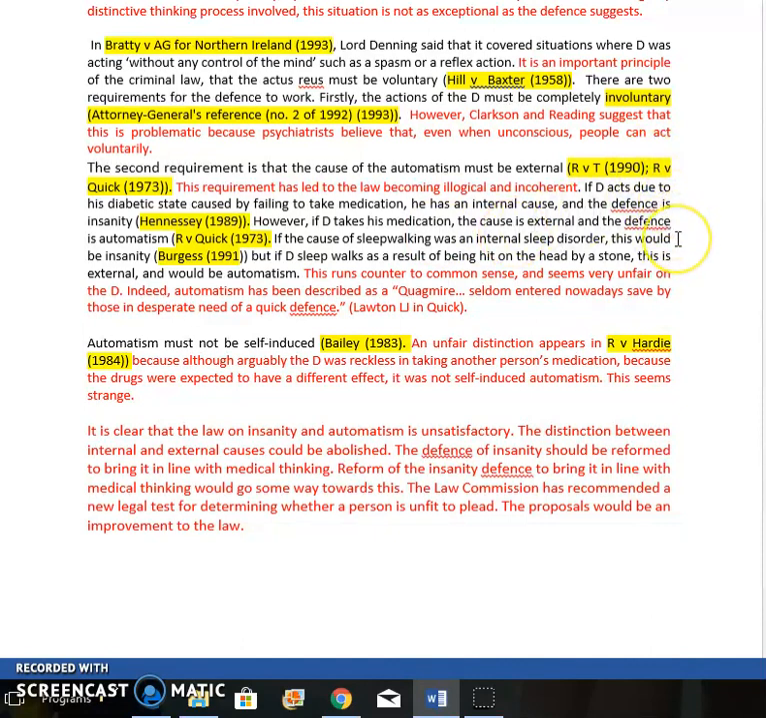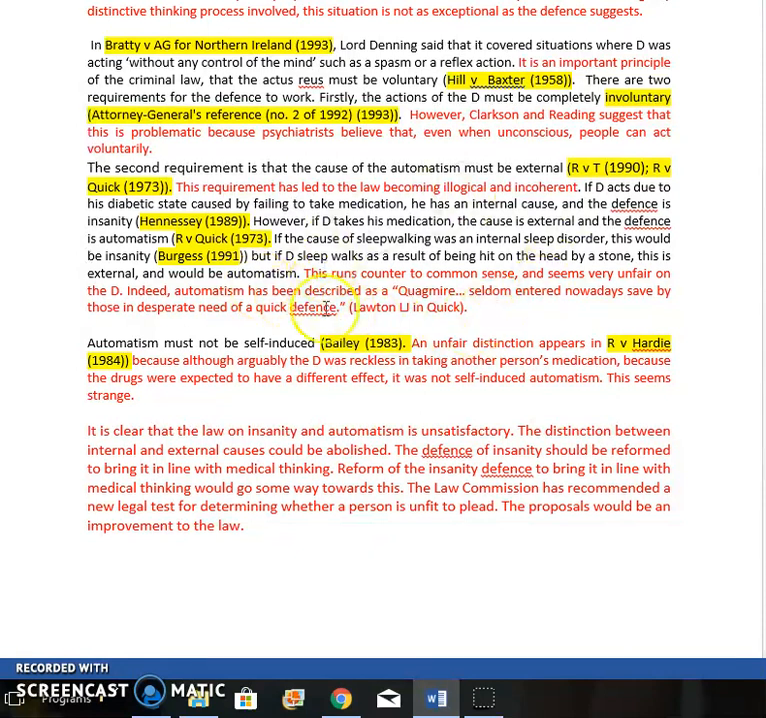So I've put that bit that I've just explained. If he's acting due to a diabetic state through failing to take medication, that's going to be insanity, Hennessy. But if he takes it, it's external and it will be automatism, Quick. Equally, that same problem would apply with sleepwalking. If sleepwalking is due to an internal sleep disorder, this would be insanity, Burgess. But if, for example, the defendant had been hit on the head by a stone, that would be an external cause. If that bump on the head caused them to sleepwalk, then it would be external, it would be automatism.